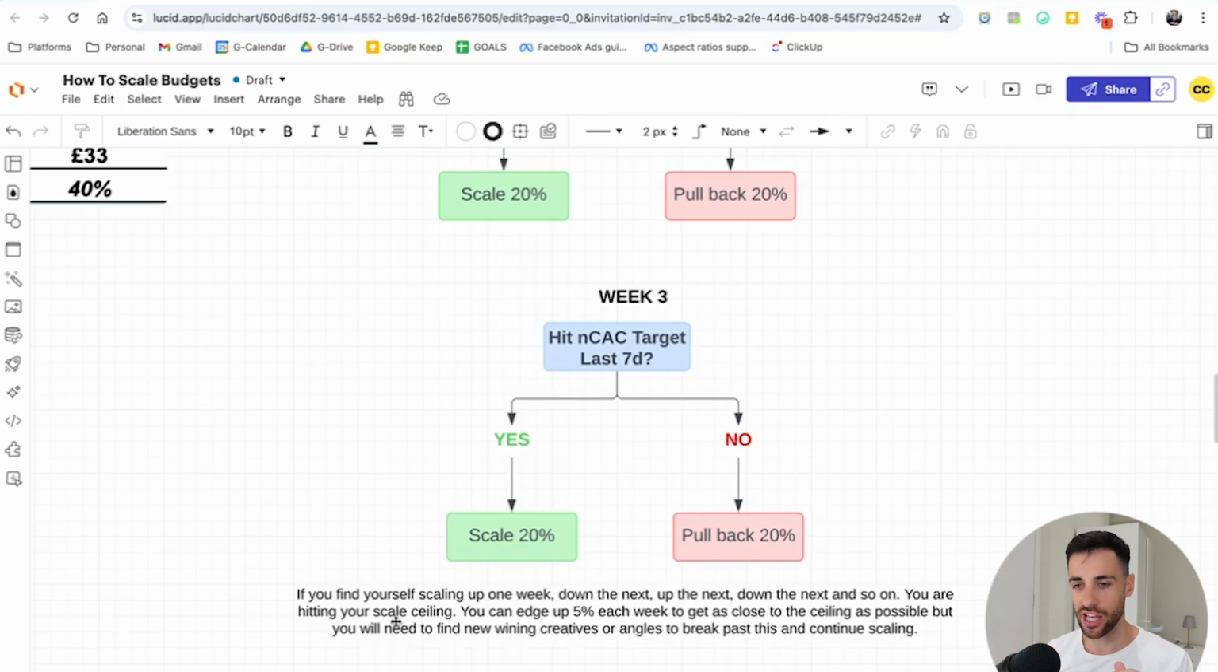So one thing connected to that as well, if you find yourself scaling up one week, down the next week, up the next week, down the next week, you're essentially hitting your efficiency ceiling, and you're not going to be able to scale past that until you find new creatives or angles, or something changes in the market. So you will see this with seasonality. You might see, for example, with my brand, it's in the UK. August is the worst month for e-com in the UK. Everyone's on holiday. So what happens is nothing can change. Your creators can still be performing, but you're going to see a dip in performance in August.